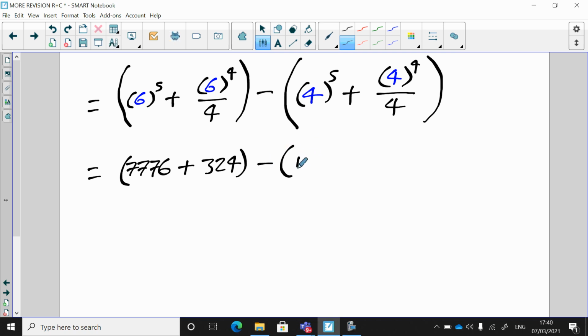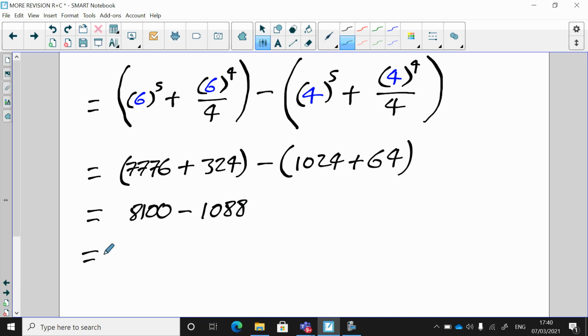And say 4 to the power 5, what's that? 1024. Yep, and for the 4 to the 4 over 4, that's just like 4 cubed. 64. So we're just going to sort out the contents of the first bracket to get 8,100. Contents of the second bracket, what we're going to get there, it's going to be a nice number there. 1088. And calculator time: 7012. So that looks fine to me.